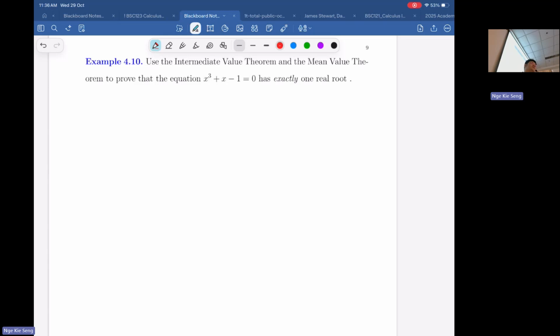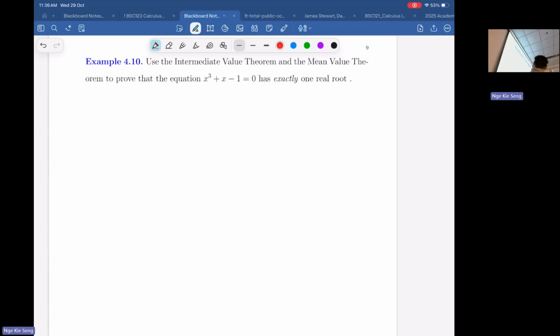But real roots means what? It's not a fake root. Real is just a real number root, because sometimes the root could be complex. So this is a real number root. So exactly one: you must prove that there's only one answer, one solution. So is it hard or not?